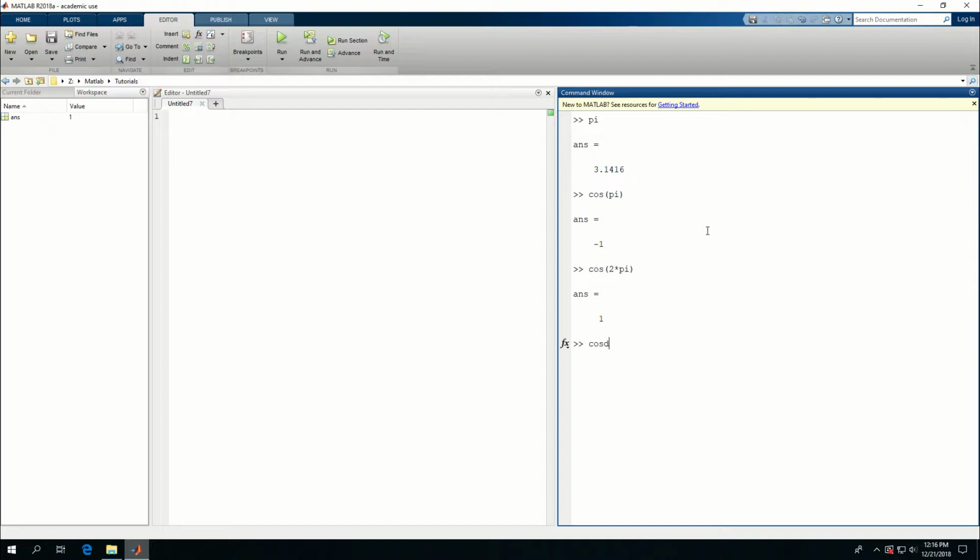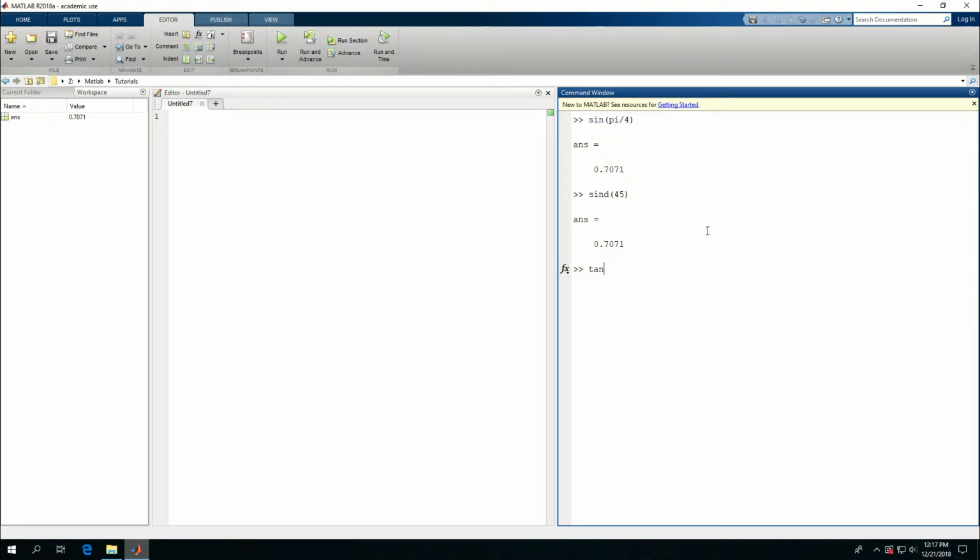But I can say cosd and put 180. Degrees, d is short for degree, and it gives me minus 1, which is exactly the cos of pi. Sine is the sine of a radian angle. So if I say sin of pi over 2, it gives me 1. So sine of pi over 4 is, that sind of 45, is also the same value.